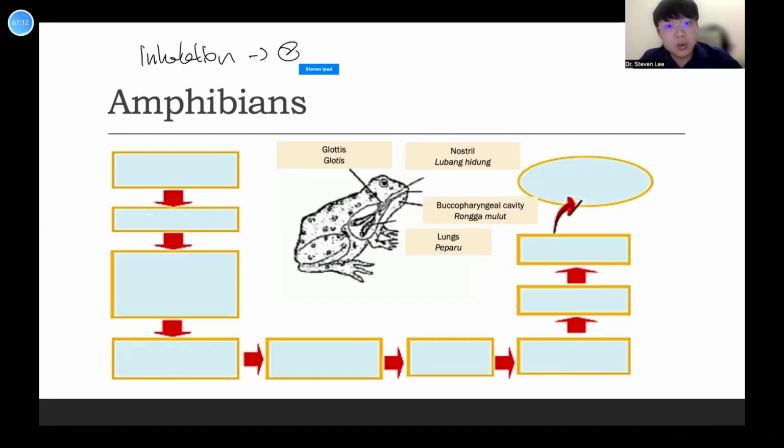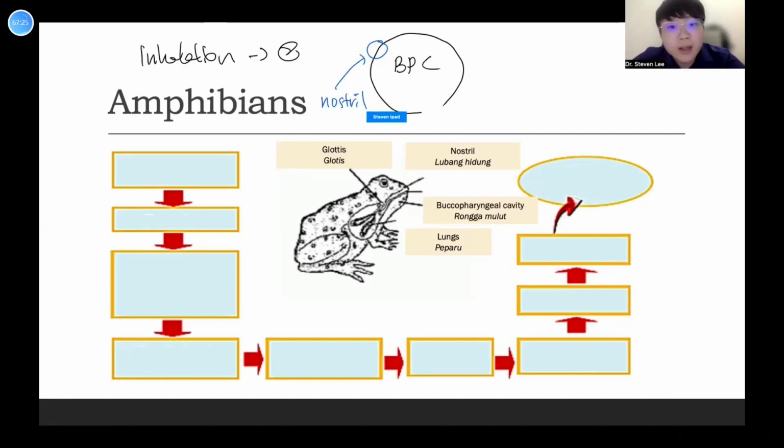That's the only difference. So I want you to imagine the first circle is showing you over here this part, which is your buccopharyngeal cavity. Just write it short, BPC. In Bahasa Melayu, stick it with rongga mulut. Follow your textbook, rongga mulut. So over here, this is not the mouth anymore. In this case, is the nostril. And then behind here, this is glottis. In Bahasa Melayu, single T. And then right behind is your lungs.